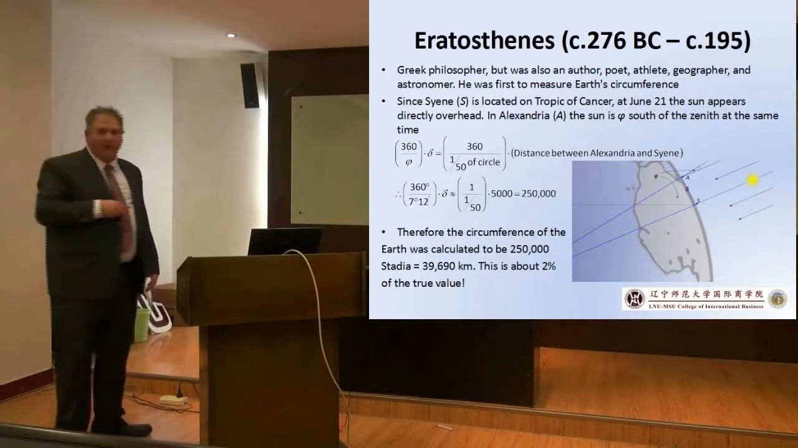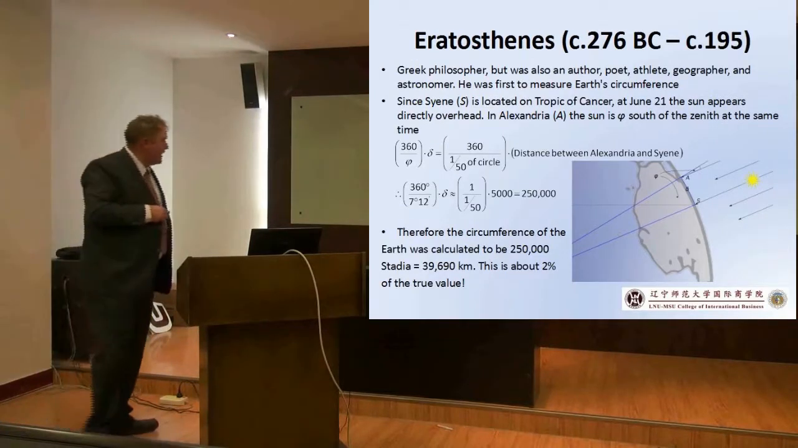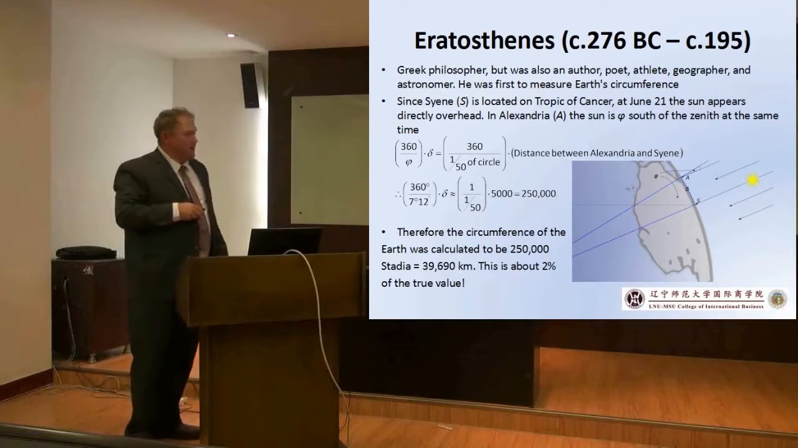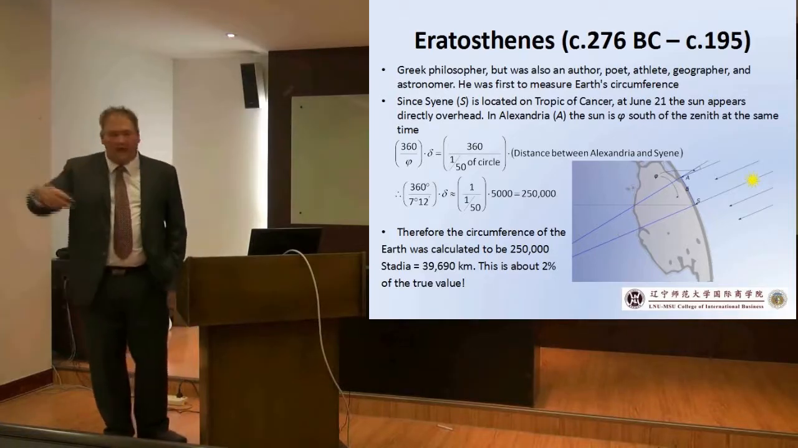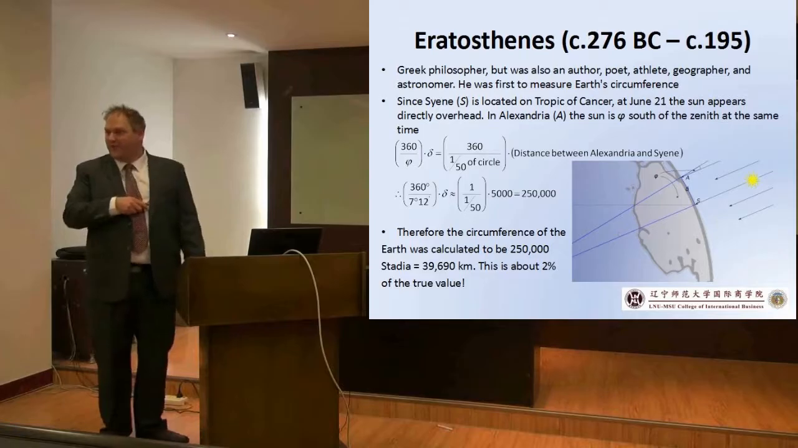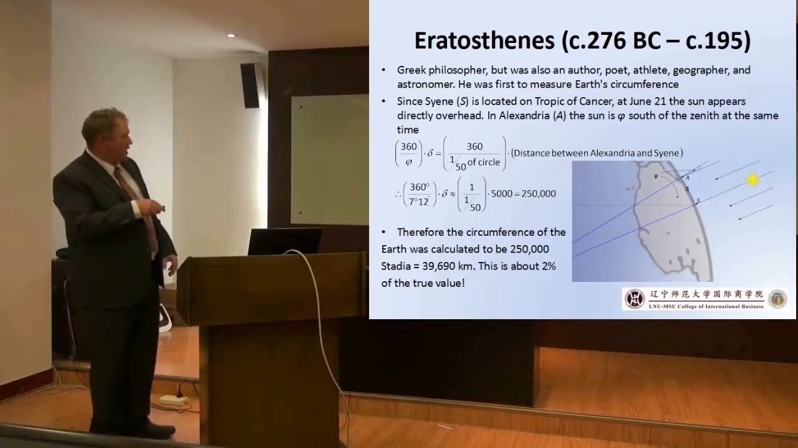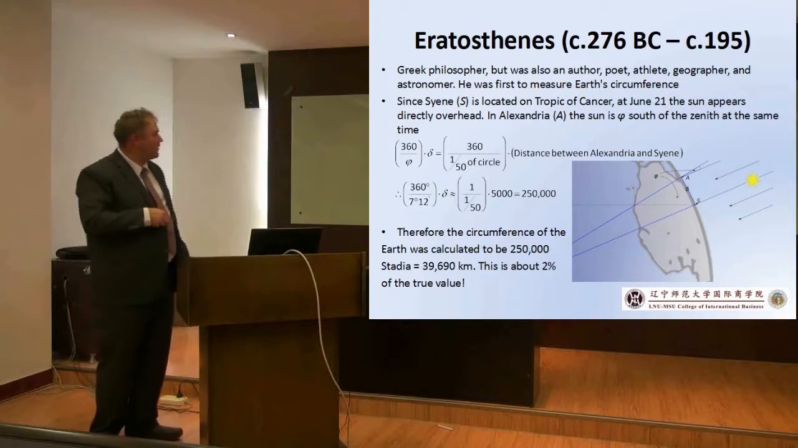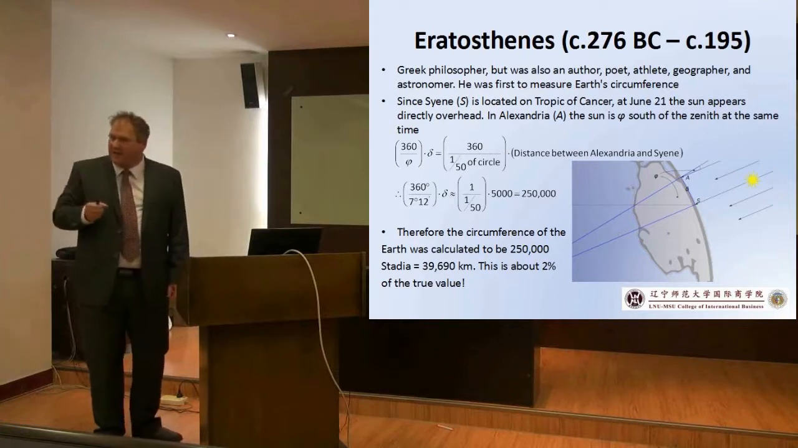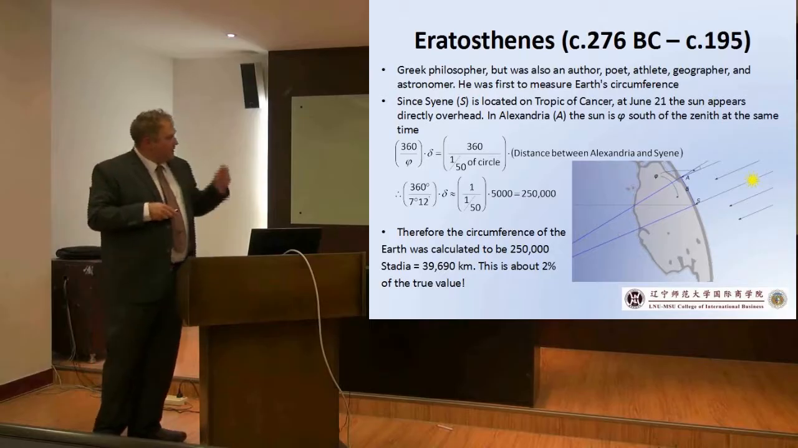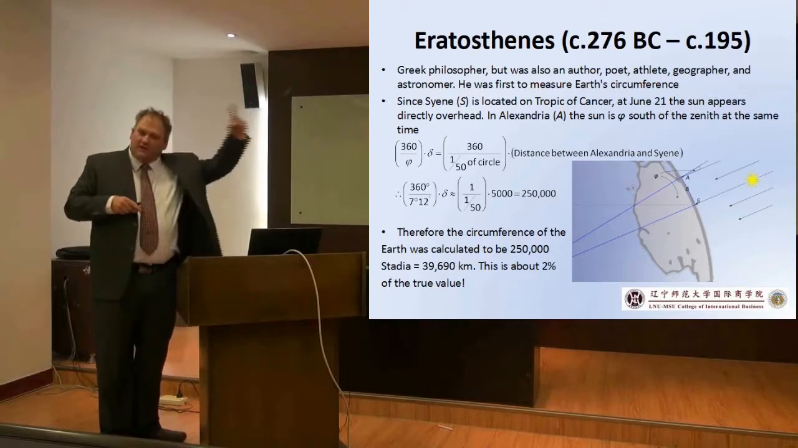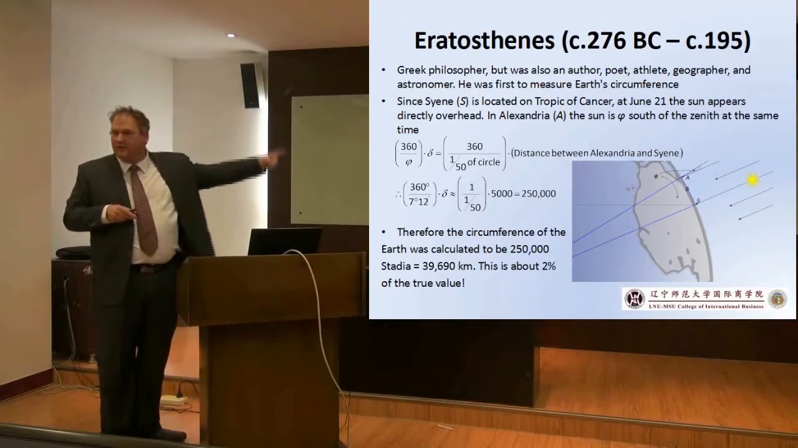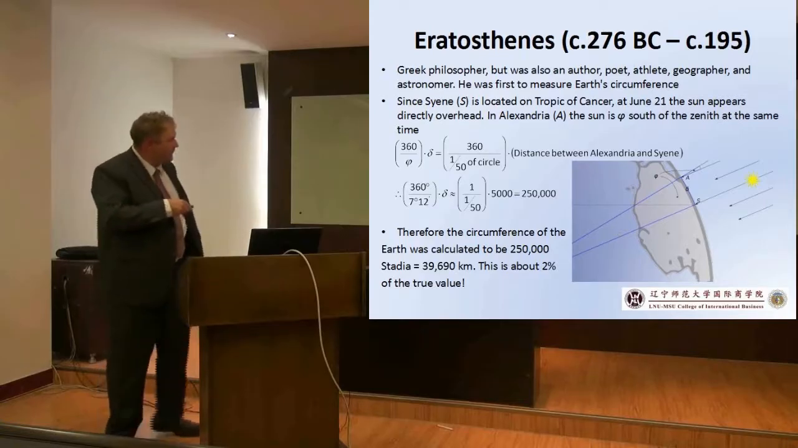I just bring this guy up. Most people don't know about this guy. Eratosthenes. Why I bring him up is, again, another example of kind of like a Renaissance type person, if there was such a thing. Again, an author, a poet, an athlete, geographer, an astronomer. What's fascinating is, in this time, he was one of the first to calculate the circumference of the Earth. And how he did it was this.